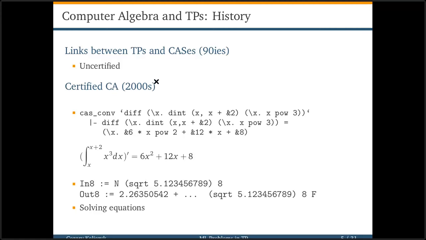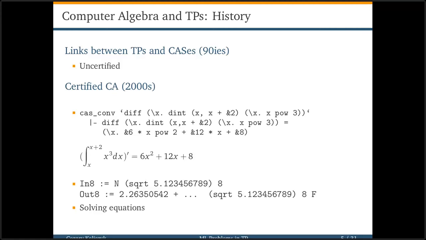In the 2000s, we had the first certified computer algebra systems, or let's call it implementations of parts of computer algebra inside formal proofs. This is still syntax from 15 years ago, so this doesn't look very nice, but that's why I've written it twice. The derivative of some definite integral is equal to something, and that is something that you can call a conversion on, and it returns a certified theorem, and you can do other things with it. You can do numerical approximation, you can solve equations, and so on.